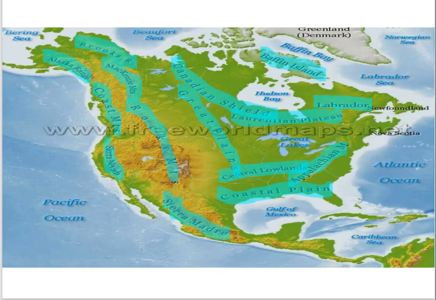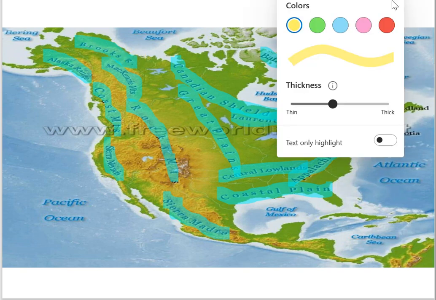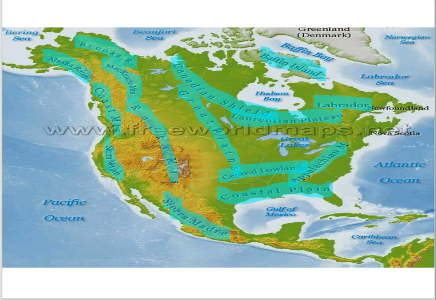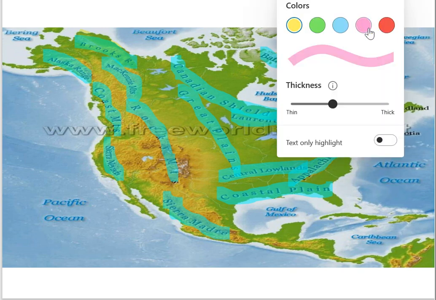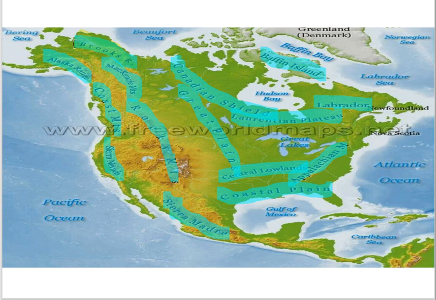So here is the picture. Here are the Brooks Mountain Ranges. Sorry, I have to change the color so that you can easily identify, and I think I should highlight these things. Yellow is not getting darker, so we will use another one. Okay, so here it is. Here is the Brooks Mountain Range.